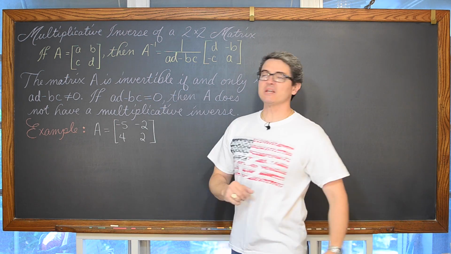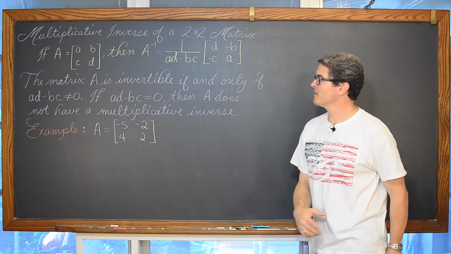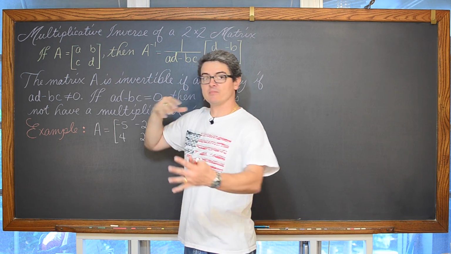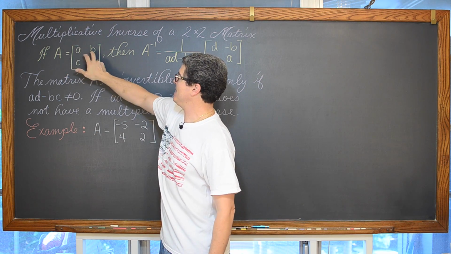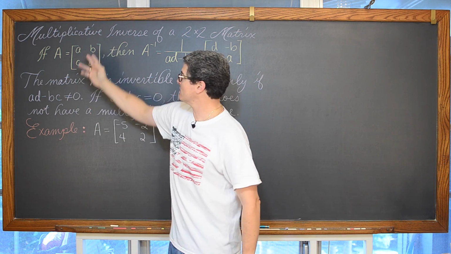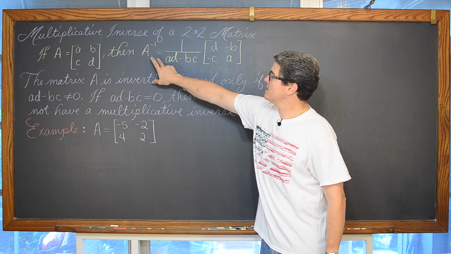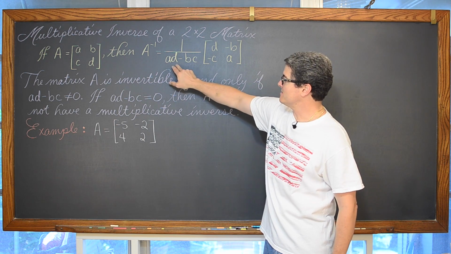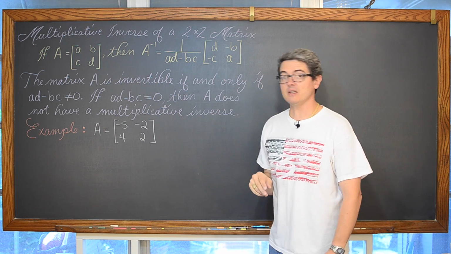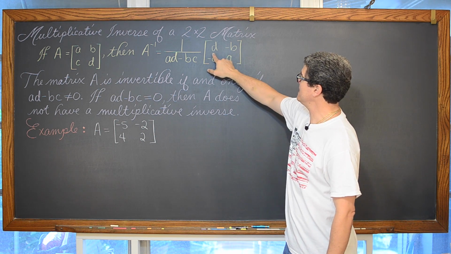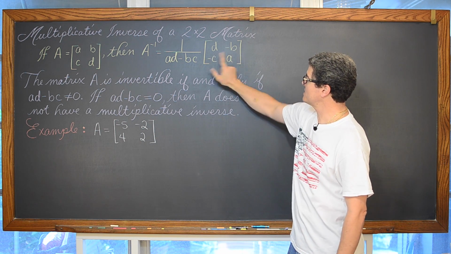Multiplicative inverse of a 2 by 2 matrix. If matrix A is defined with these variables of A, B, C, D in row 1 and row 2, then the inverse of matrix A is equal to 1 over A times D minus B times C times the matrix where we have D, negative B, negative C, A.